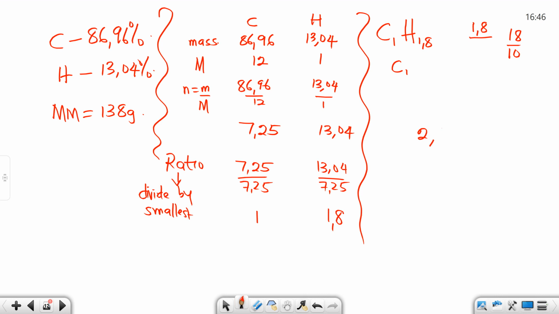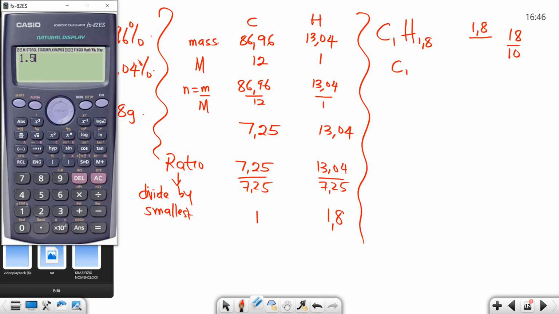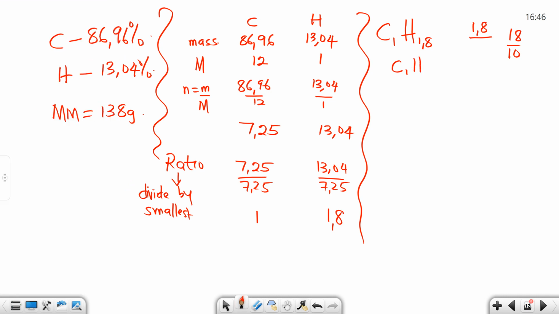Okay. Can we change 2,5 to a fraction? It's going to be 25 over 10. And if you divide this by 5, it gives you 5 over 2. Okay, use your calculator. If you press 1,8, I'm sure your calculator can do that for you, right? All right. 1,8 equals 9 over 5.